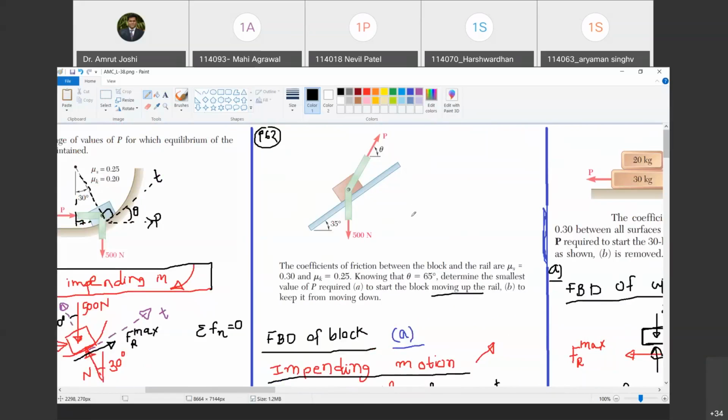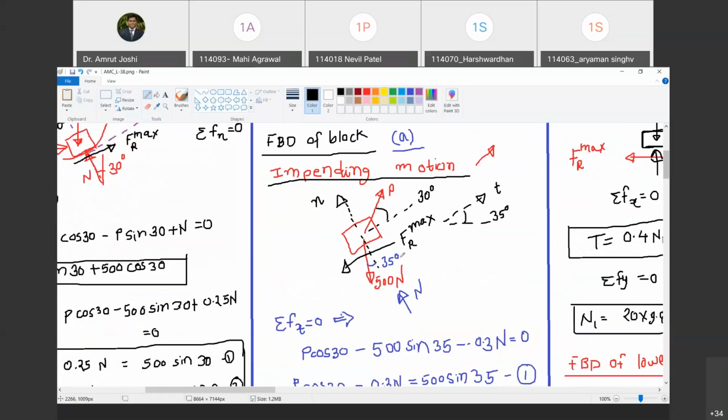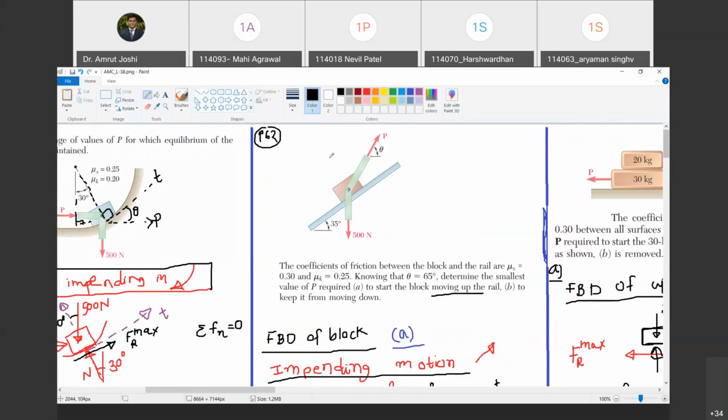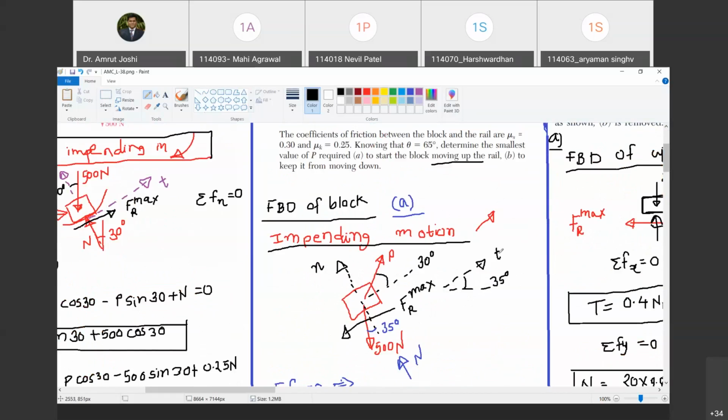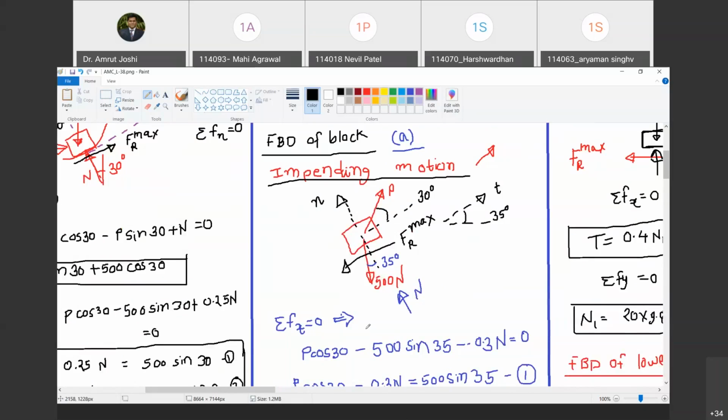And now which should be the direction of frictional force? As the block is about to slide up, the frictional force must act in downward direction. Happy? Yes, sir. So that I have shown F_r max in downward direction. I have called this direction normal to the surface of rail as N, and along the rail towards right is T. Are you with me? So there are two directions, N and T. Happy? Yes, sir. Now, the crux of this problem is writing down the equations of equilibrium, not in XY coordinate system, but in N and T coordinate system. Are you with me? Yes, sir.